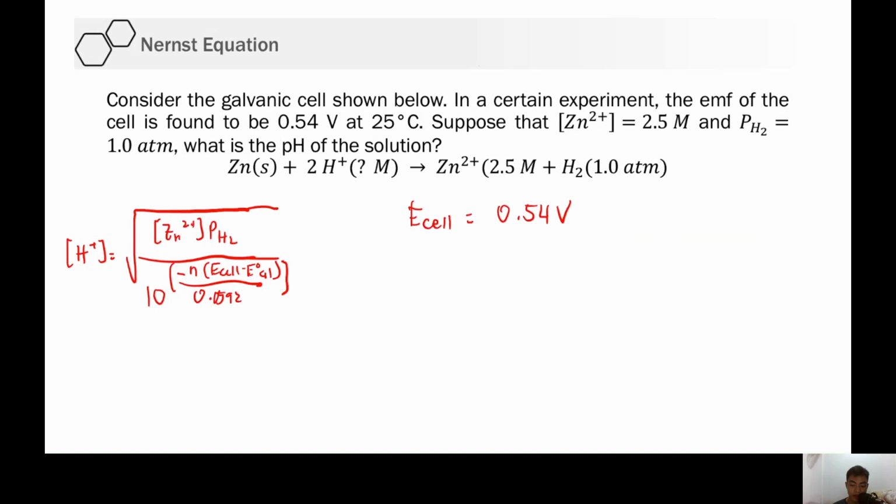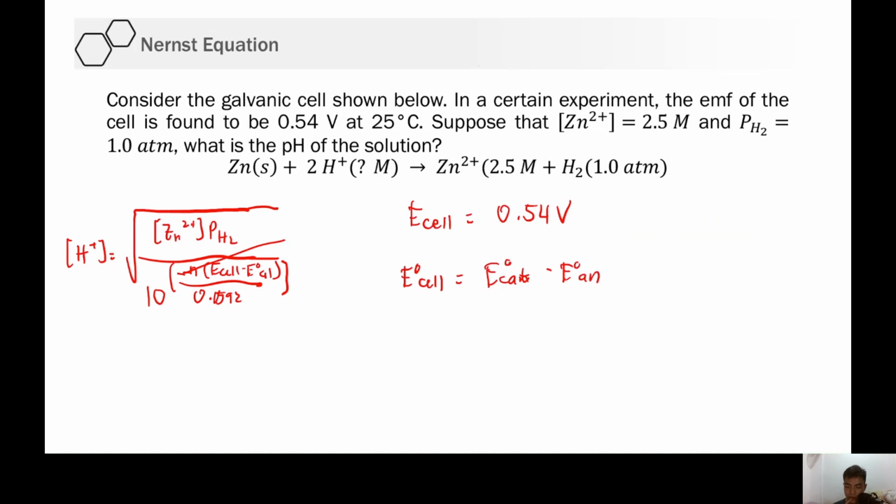So we have E cell now. We have the concentration of zinc and the pressure of hydrogen gas. So let's solve for the E naught cell. How do you solve for the E naught cell? Remember, E naught cell is E naught cathode minus E naught anode.